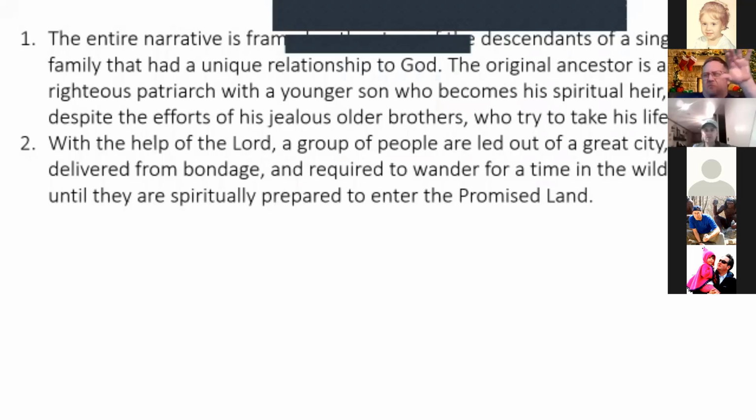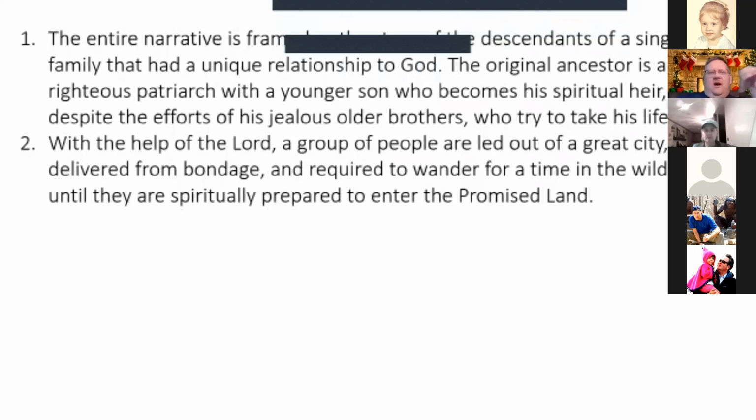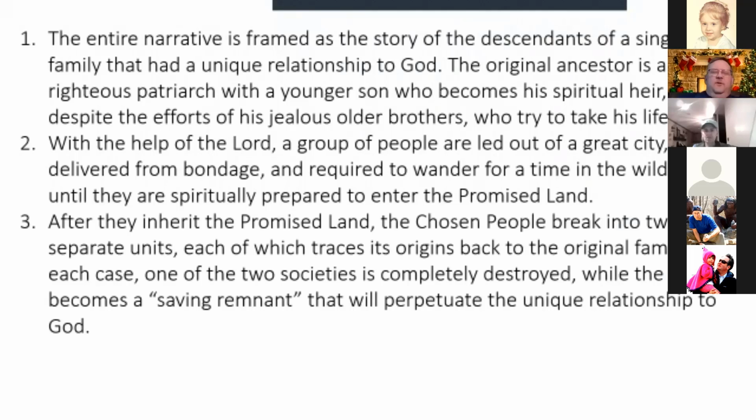There are actually seven little mini Exodus scenes throughout the Book of Mormon that show that the Book of Mormon people are partaking of the same Exodus typology that the people in the Bible partake of. Third, after they inherit the promised land, the chosen people break into two separate units, each of which traces its origins back to the original family. In each case, one of the two societies is completely destroyed, while the other becomes a saving remnant that will perpetuate the unique relationship to God. So this is Nephites and Lamanites, but it's also the kingdom of Israel and the kingdom of Judah.